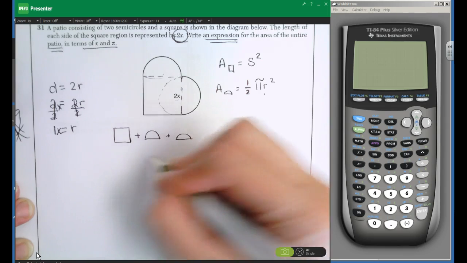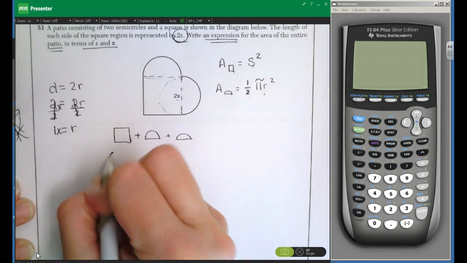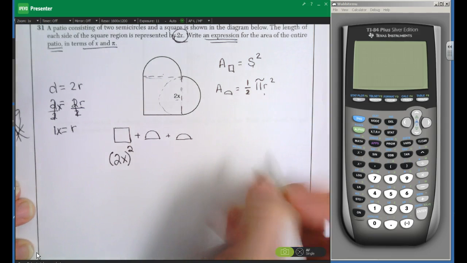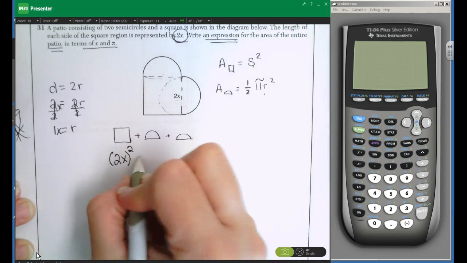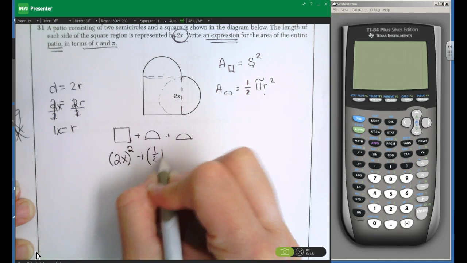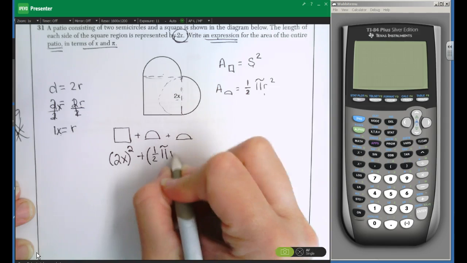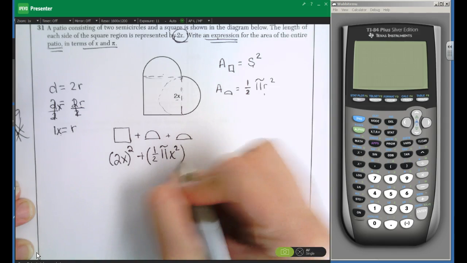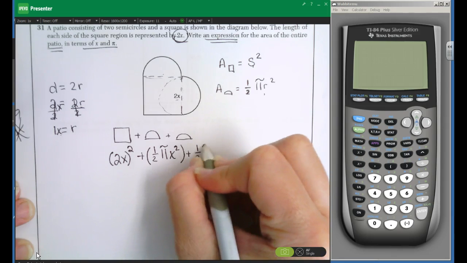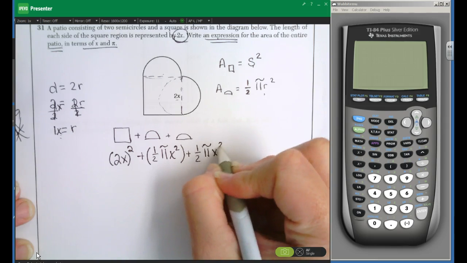So let's substitute everything in. The side of the square is 2x, so I'm going to have (2x) squared, plus 1/2 pi times the radius, which we know is x, squared, plus 1/2 pi times the radius, which is x, squared.